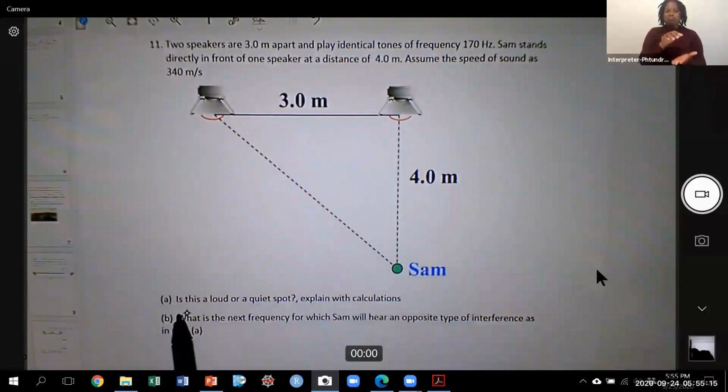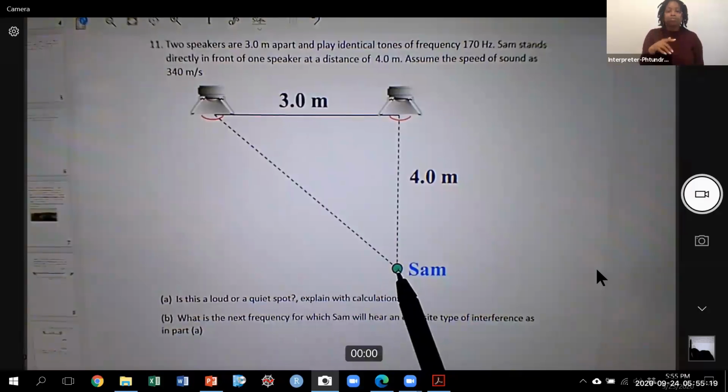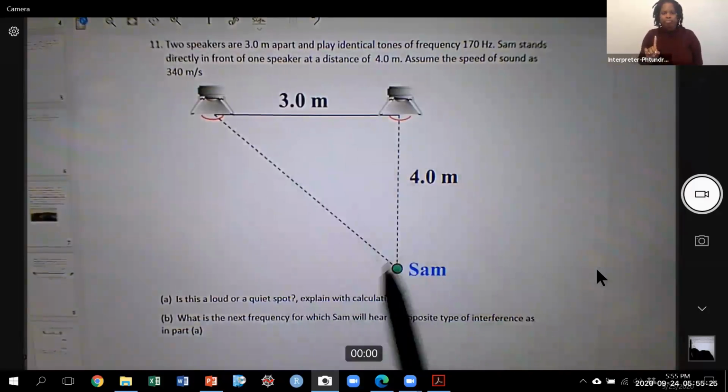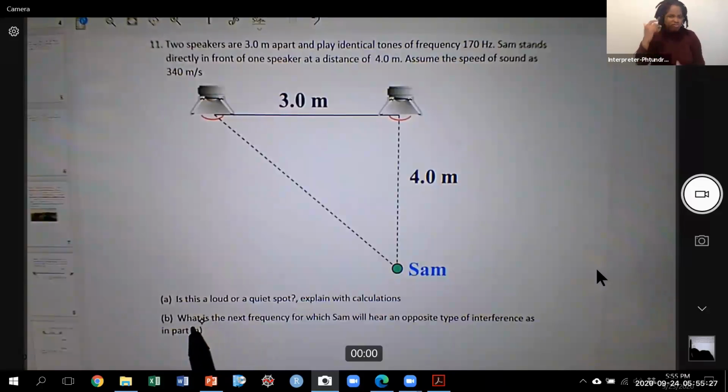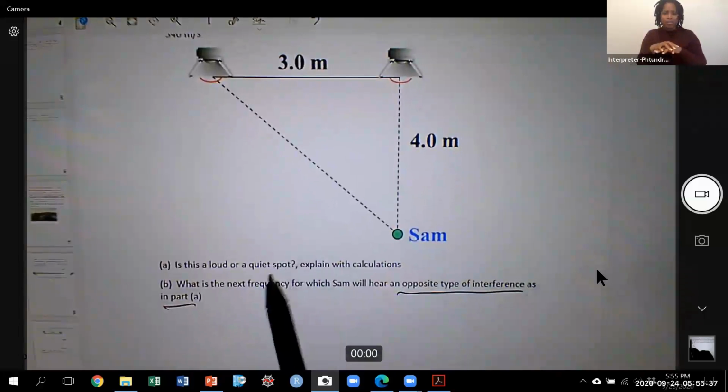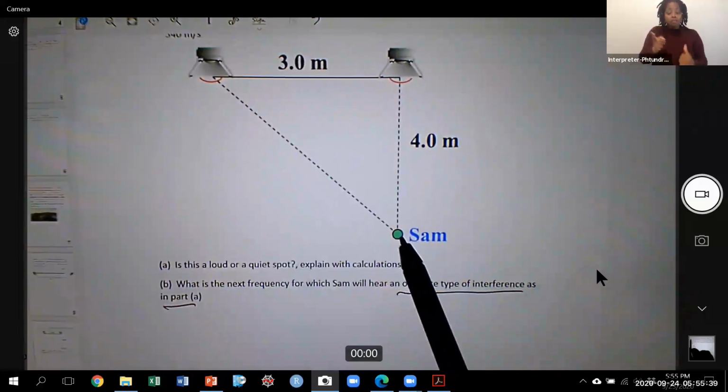And here's the question. Is this a loud spot or quiet spot? Does Sam hear a loud sound or quiet sound? You have to do exactly the same. Then the second question is, what is the next frequency for which Sam will hear the opposite type of interference as in part A? So first you need to figure out part A, is this a quiet spot or loud spot?